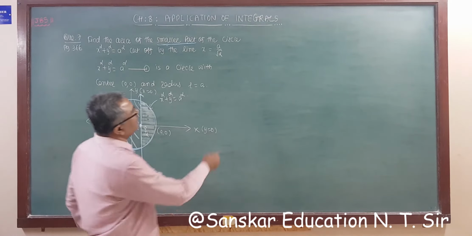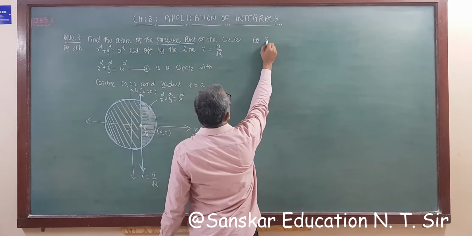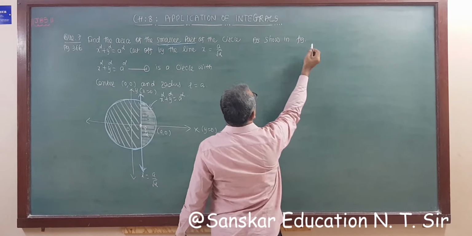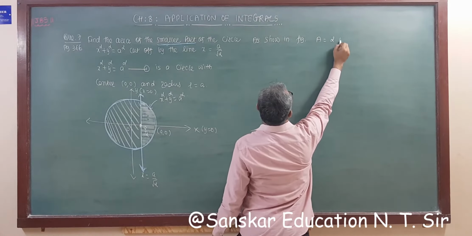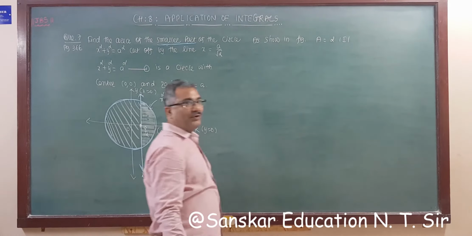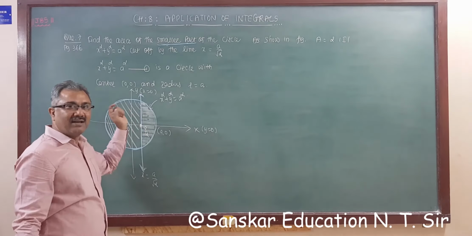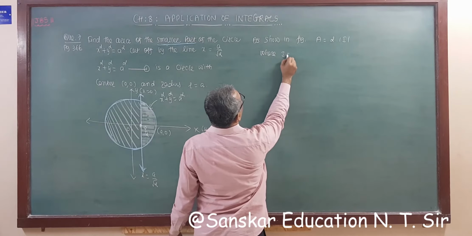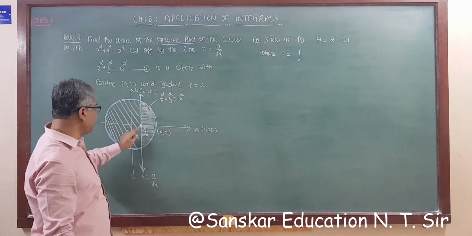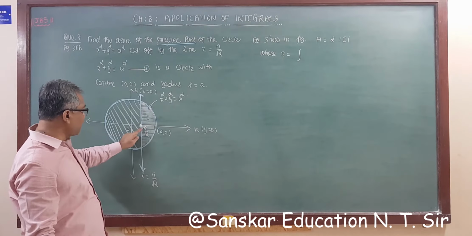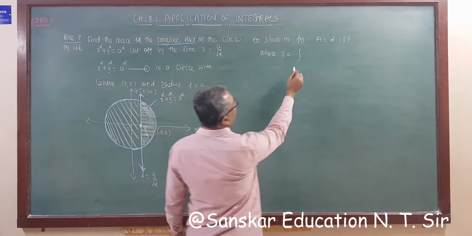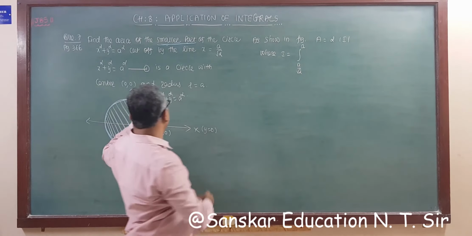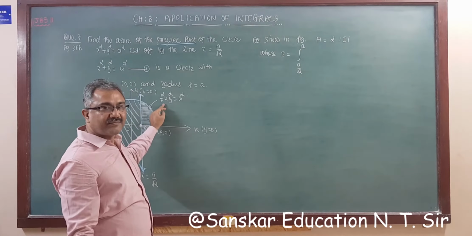Okay, so as shown in the figure, A is equal to 2 times mod I. No need to explain anything. As shown in the figure means we get everything, where I is equal to the integration with limit of x. That is, we are going to find out this area. So a by root 2 to a, right? So the lower limit is a by root 2 and the upper limit is a, and y dx.